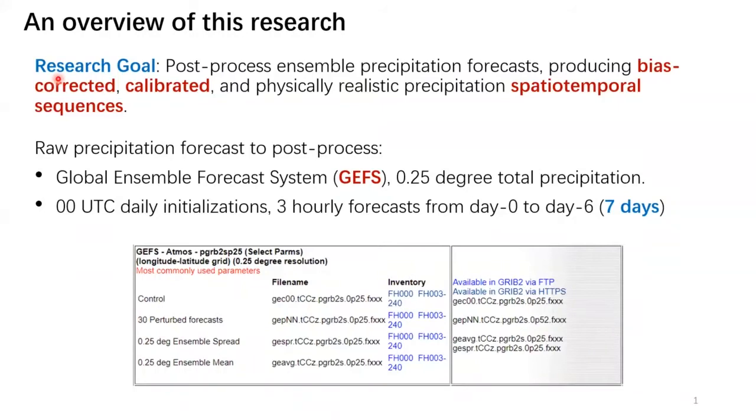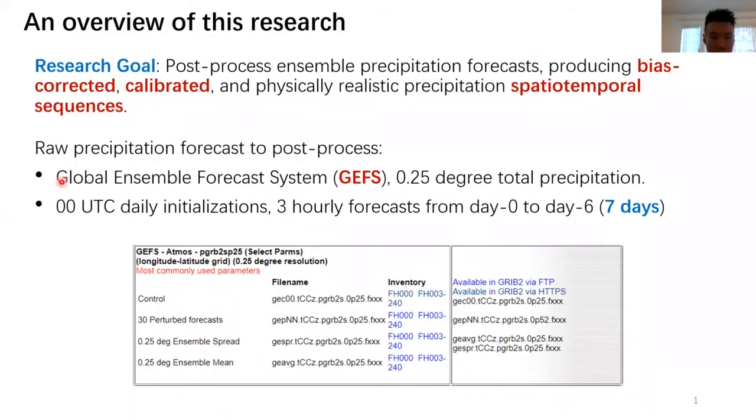In the study, we aim to post-process ensemble precipitation forecasts, producing bias-corrected, calibrated, and physically realistic spatial temporal sequences. We wish our study can add value to hydrological applications, such as the management of hydroelectric facilities.